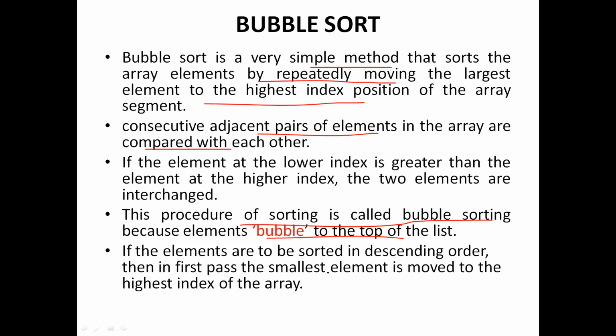If the elements are to be sorted in descending order, then in the first pass the smallest element is moved to the highest index, or vice versa. If we are doing descending order, the smallest element will be placed at the highest index of the array. That's all. Vice versa, we are going to perform either of the two choices, ascending or descending.